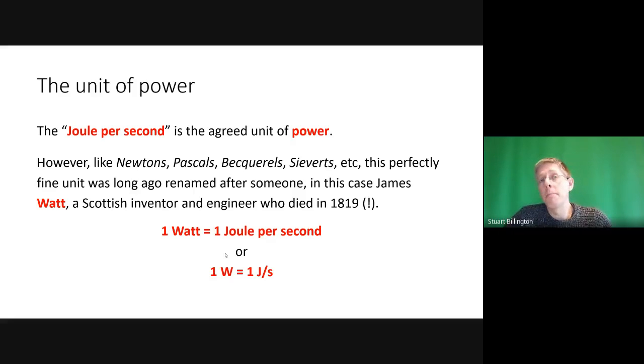You have to memorize that the unit of power is the watt, W-A-T-T. Symbol is a capital W, and it's 1 joule per second. So in terms of your notes, you need to write down that the unit of power is the watt, W-A-T-T. 1 watt is 1 joule per second.